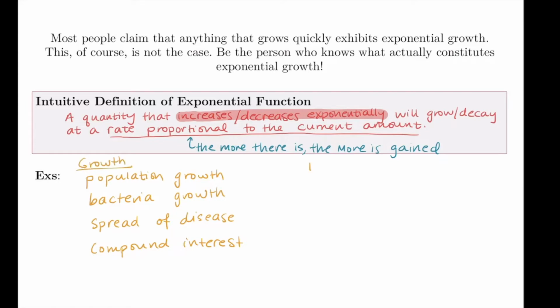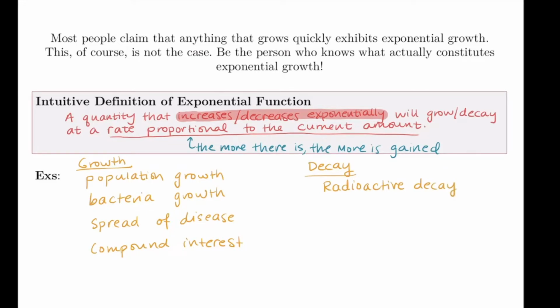We also have exponential decay, which is like the less there is, the less is lost, where something's not growing but decaying, and you're losing the amount. And the most typical example of exponential decay, and I'm sure you've heard of this before, is radioactive decay, or maybe half-life or carbon dating, things to do with that.